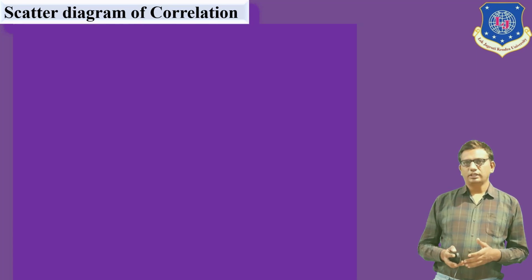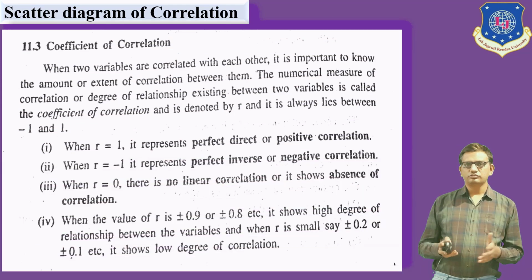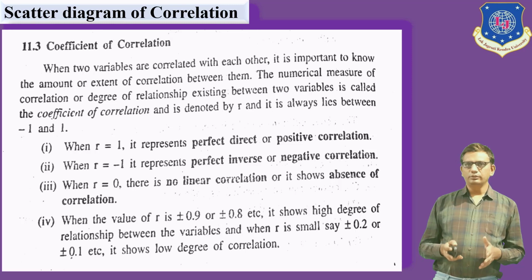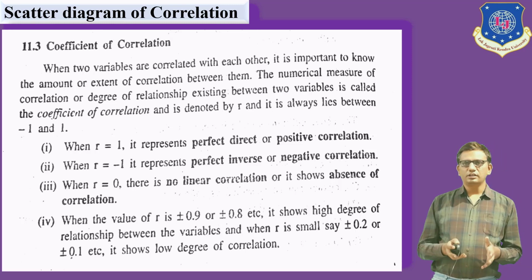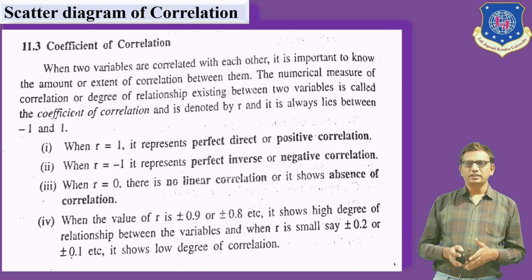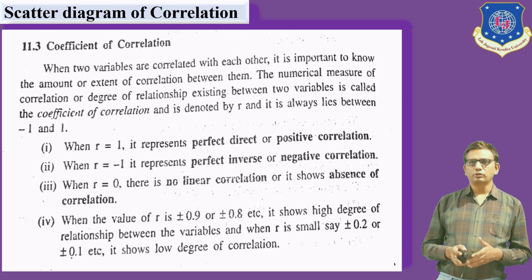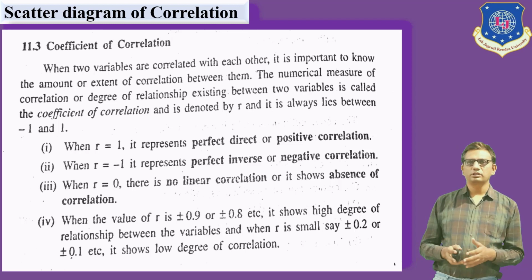But to calculate the accurate values, we have to understand the concept of correlation. First of all, when our value of the correlation coefficient R is very near to 1, we can say that it is a perfect or positive correlation. If R is very near to -1, it is a perfect negative or inverse correlation.